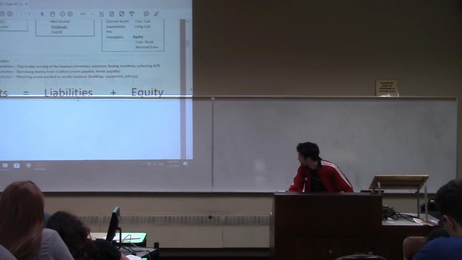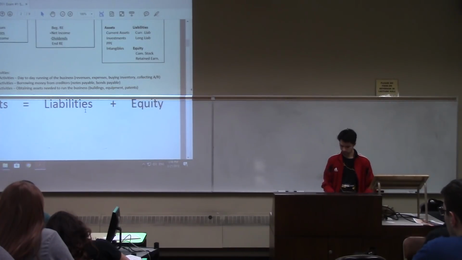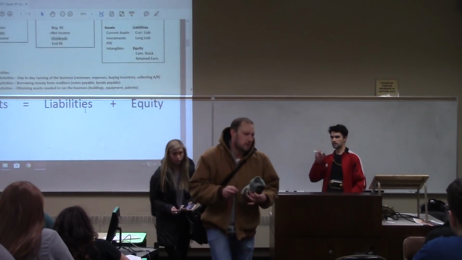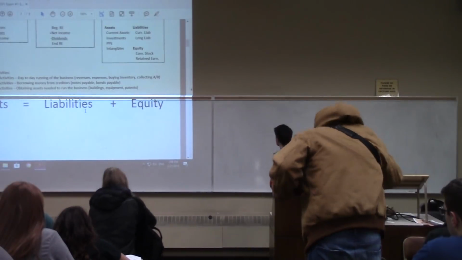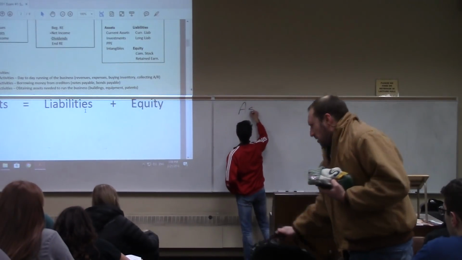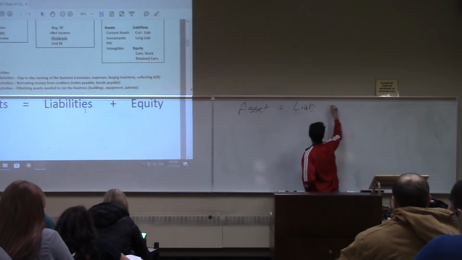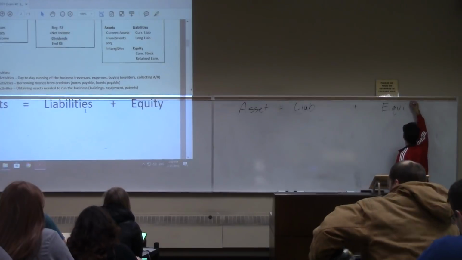So here we've got our general accounting equation. Our assets equal our liabilities plus our stockholders' equity. For those who just came in, make sure you sign in on the green sheet. Here we'll write out all the different accounts that we've been introduced to so far.